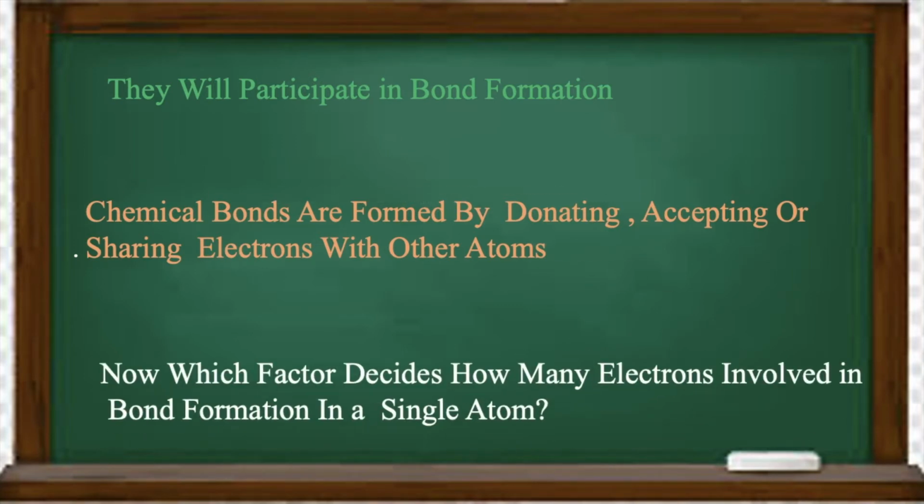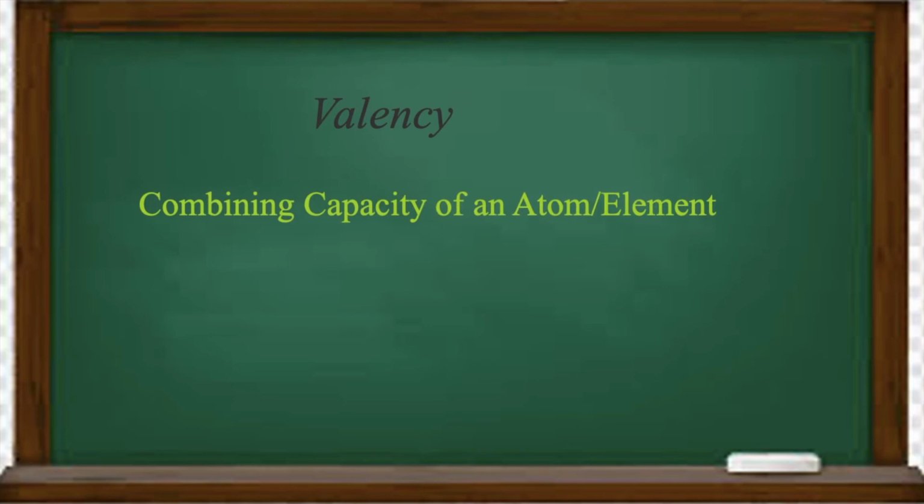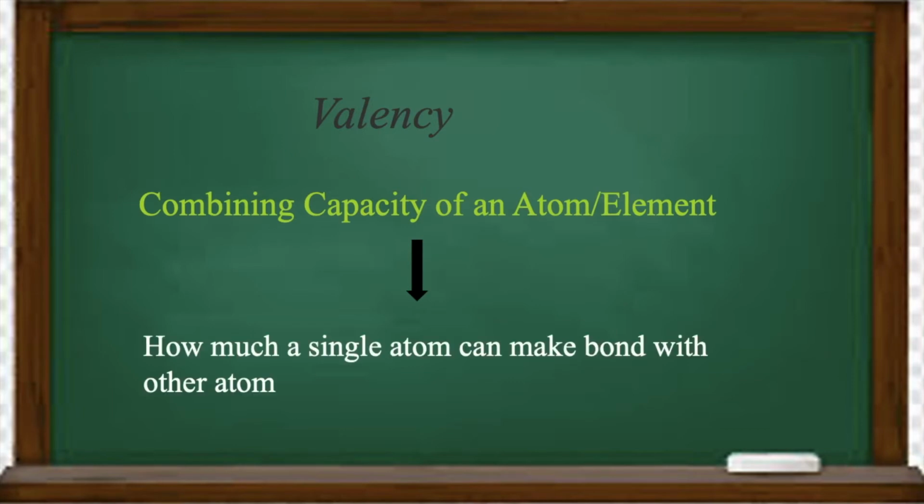Now, which factor decides how many electrons are involved in bond formation? Here our topic comes into the picture, that is nothing but valency. What do you mean by valency? It is the combining capacity of an atom or element. The combining capacity represents how many bonds it can make with other atoms. For the best example, we can take ourselves. We can share our hands with 2 persons at a time, so our valency is 2. Like that, each atom has its own valency.